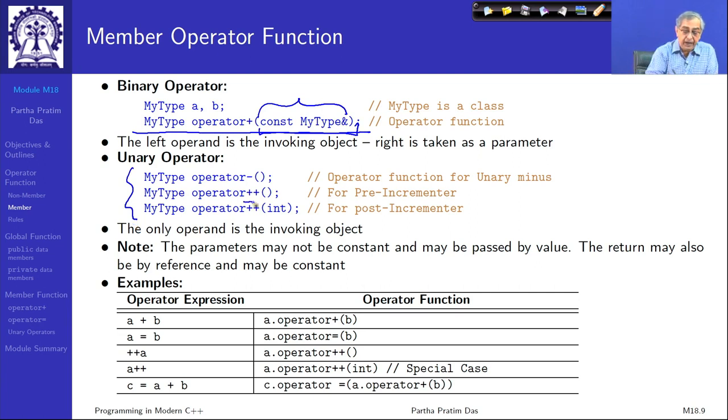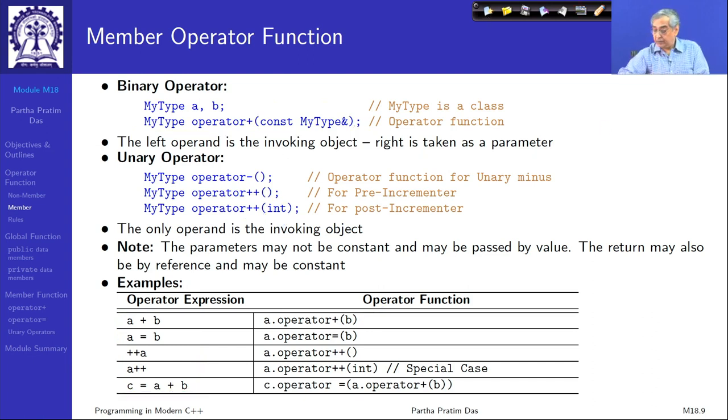If it is pre-increment, you write like this. If it is a post increment, then you need to have that dummy int type to designate it. So, now you see the equivalent expressions between the infix and the operator forms. These are not global, just to point it out to you.